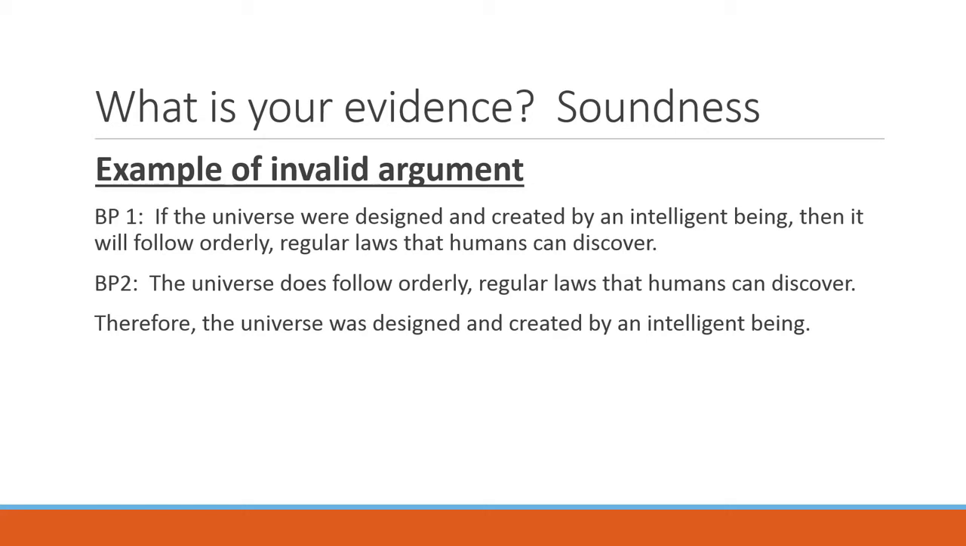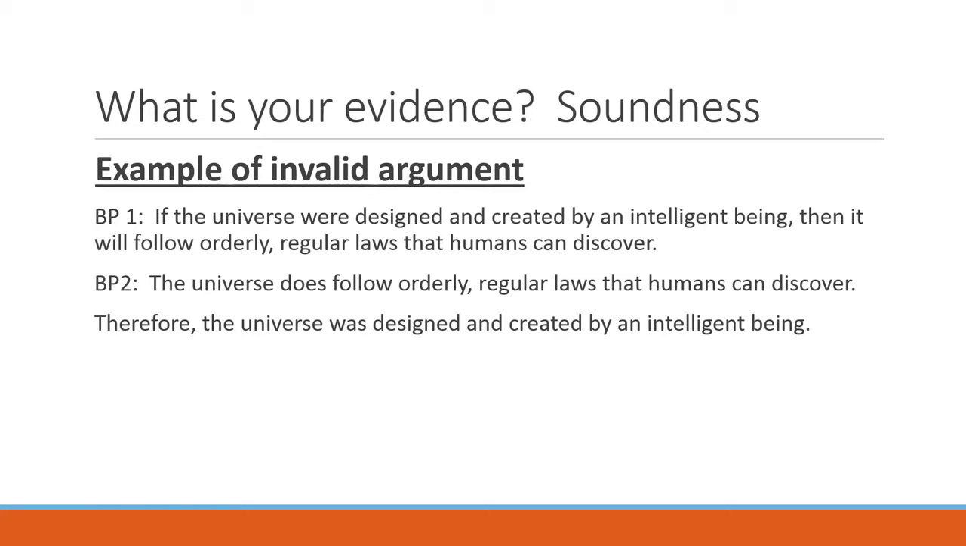So this argument is invalid because even if premise 1 and premise 2 are true, it could still turn out that it was not designed or created by an intelligent being. So even if it were true that an intelligent being would create a universe that followed orderly, regular laws, and even if it is true that the universe does follow orderly, regular laws that humans can discover, that doesn't mean that those laws were created by an intelligent being. Maybe those laws came into place by some other means than the design of an intelligent creator.